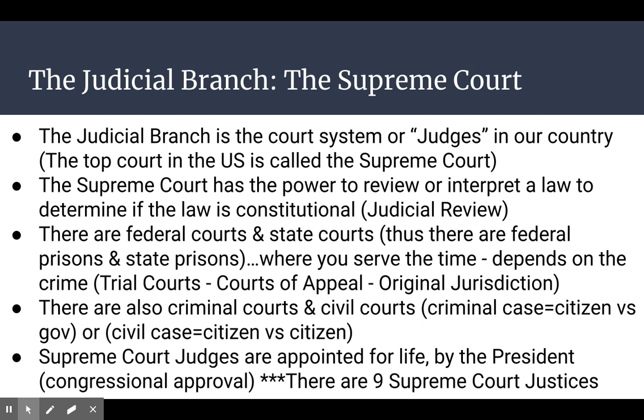So if there's 9 Supreme Court justices and all of them are healthy and happy, and say I'm serving as president for 4 years and those 9 people are still on there, I might not get to pick any if I was president. Even the next president might not get to pick any.